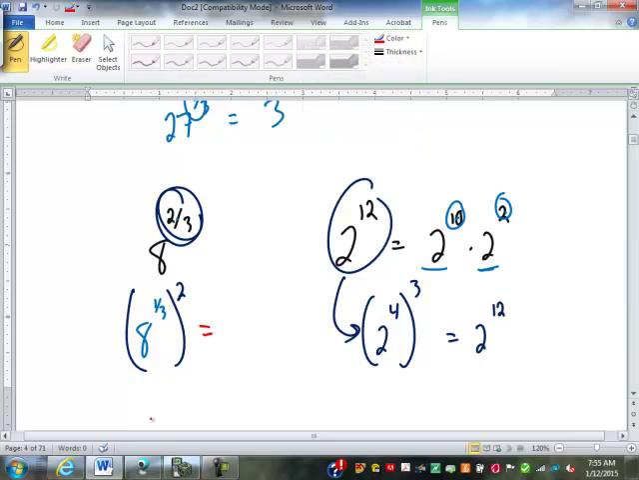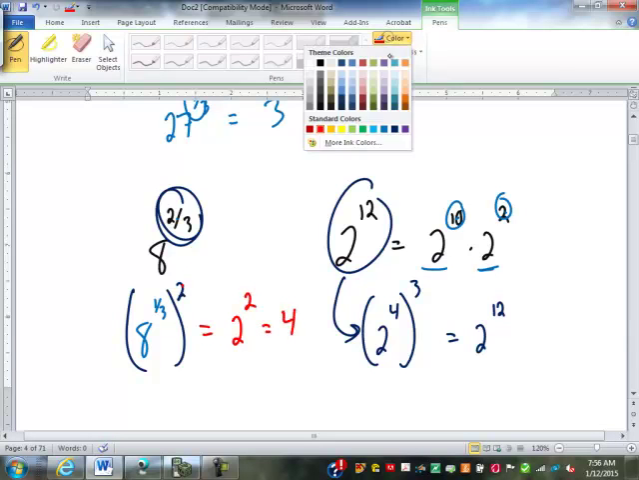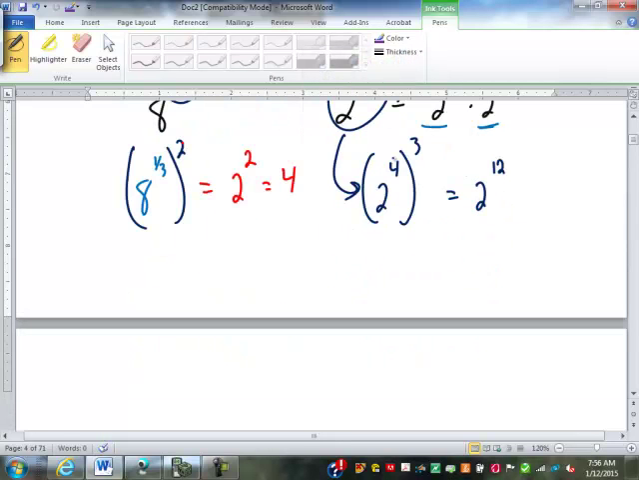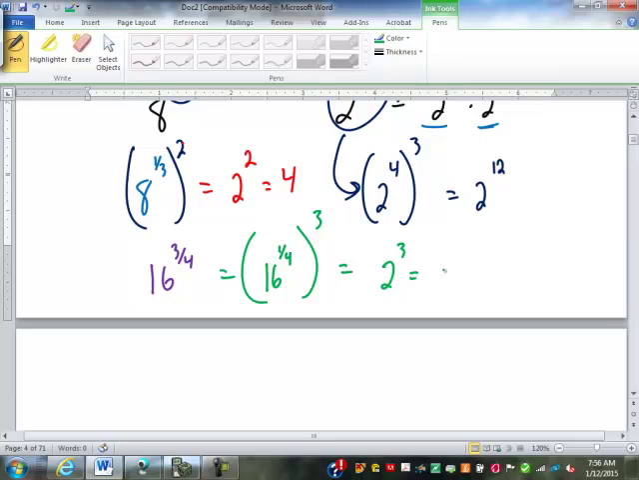What's 8 to the power of 1/3? Well, what's the third root of 8? 2. To the power of 2 would be 4. So I might have 16 to the power of 3/4. Well, I would split that up: 16 to the power of 1/4, and then to the third. What's the fourth root of 16? 2. 2 to the third is 8. Make sense?